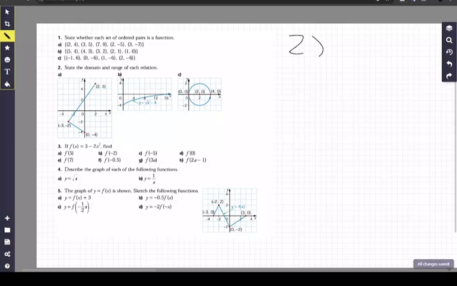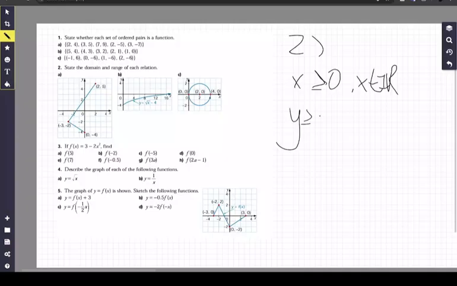For B, we have the square root function, which is y equals square root of x minus 4. So our domain is x such that x has to be at least, well, greater than or equal to 0. X is a real number. For y, we can see our lowest point is at -4, so y is greater than or equal to -4. Y is a real number. So this is going to be the answer.